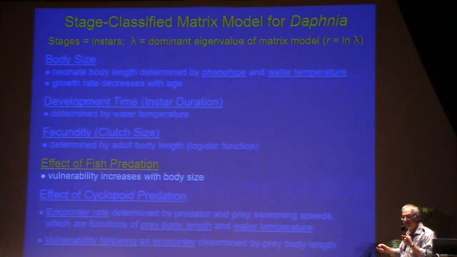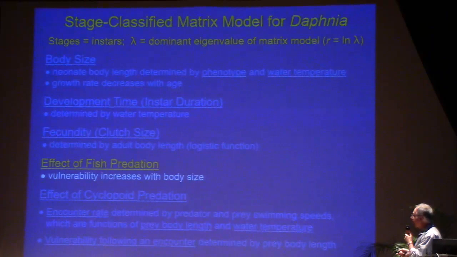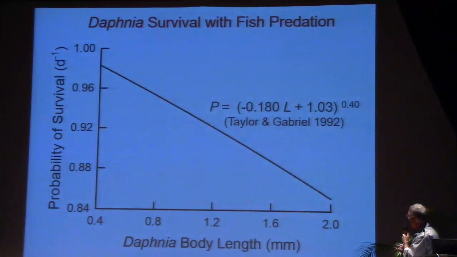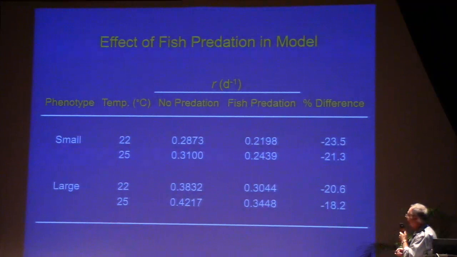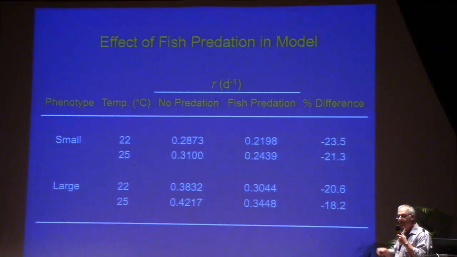Fish predation plays obviously an important role in this, and so I've modeled in a background fish predation, and obviously vulnerability is going to increase with body size. I borrowed a function from the Taylor and Gabriel paper so that the probability of survival decreases in this fashion with increased Daphnia body length. The effect of that in the model for small and large phenotypes at these temperatures is about a 20% decrease in the per capita population growth rate with this background fish predation put in, which is essentially a moderate level of fish predation.